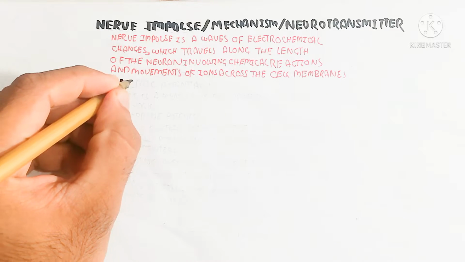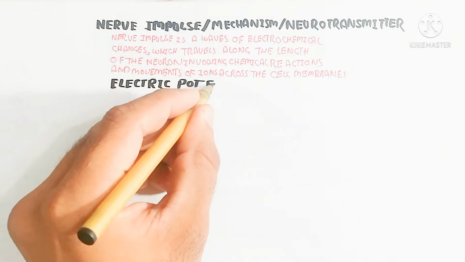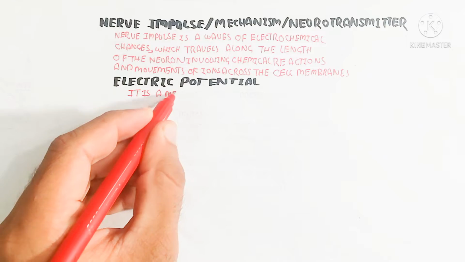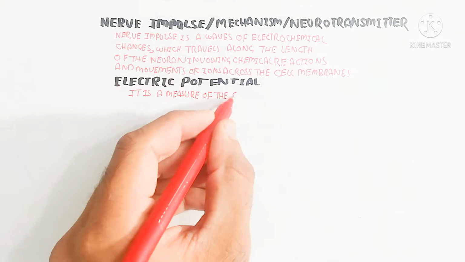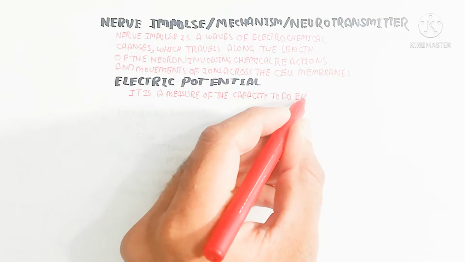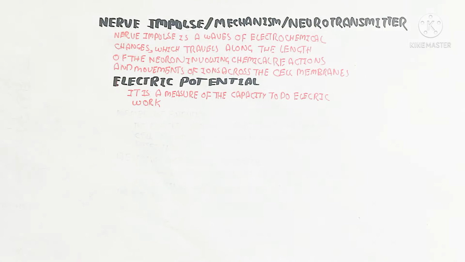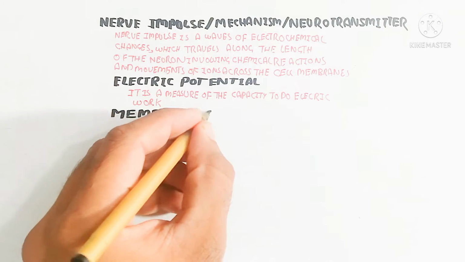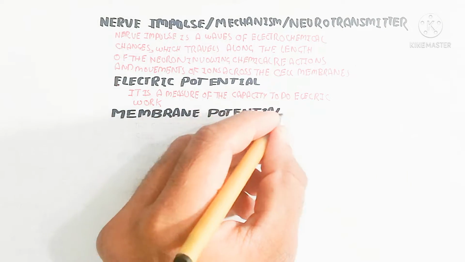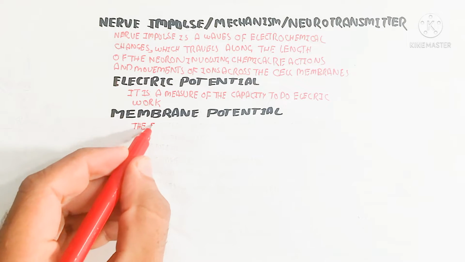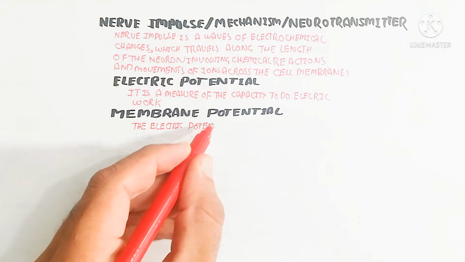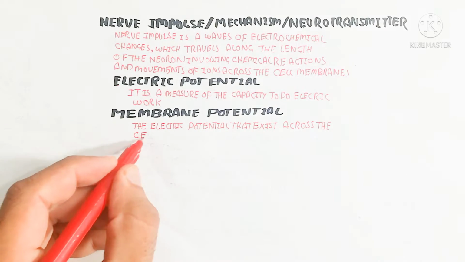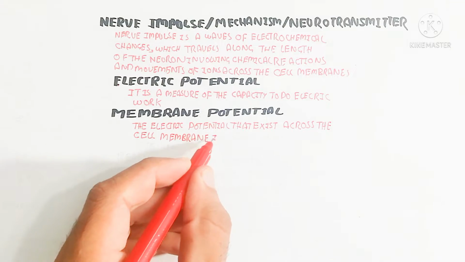What does electrical potential mean? Electrical potential is a measure of the capacity to do electric work in the neuron. It means the ability to do work is the capacity. And the membrane potential, what is that? The electrical potential that exists across the cell membrane is known as the membrane potential. It means the membrane is able to exchange ions against the osmotic gradient, which we will also discuss.